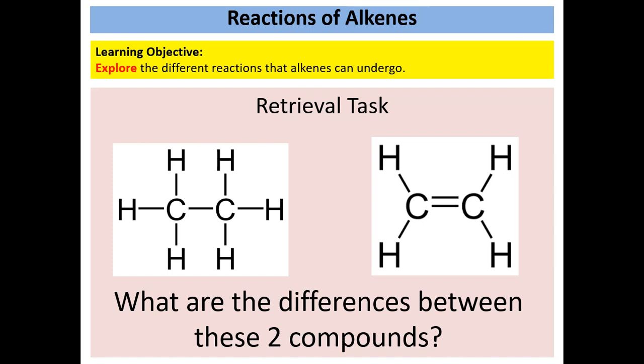First of all, a bit of retrieval. I want you to write down all the differences that you can think of that occur between these two compounds. If you can name them, that's brilliant. So name the type of compound and name the actual compounds that you've got there. And then we'll go through and we're going to look at the alkenes in more detail.